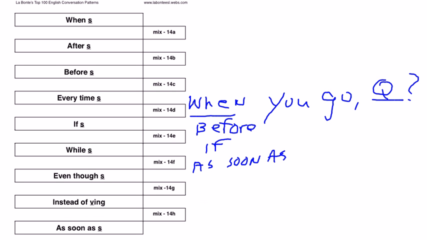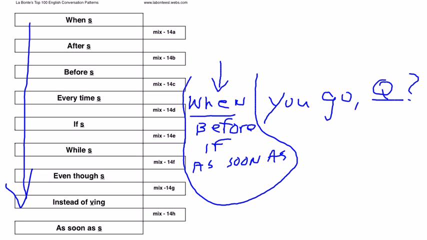When practicing these patterns, I start from the top and just go to the bottom with them. Initially, I keep it very simple. For example, when you go, do you drive? Before you go, do you study? If you go, do you meet her? As soon as you go, do you talk to her? So you make it very simple at the beginning, just changing the pattern.